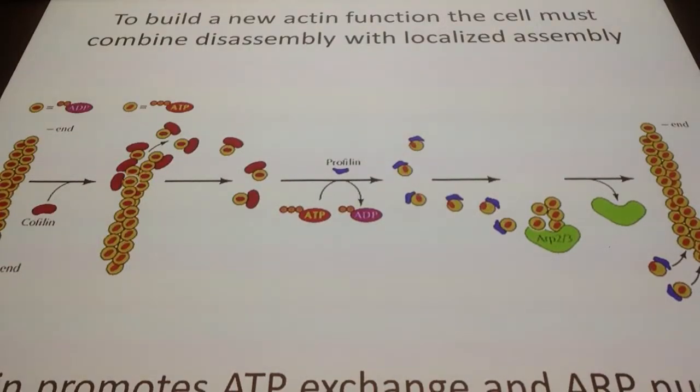The portion of the microfilament that still contains ATP, where ATP hydrolysis hasn't caught up, is called the ATP cap. So far so good? And you only have the ATP cap at the plus end. Why? Because hydrolysis of ATP starts at the minus end, so you would never have an ATP cap at the minus end. So far so good?